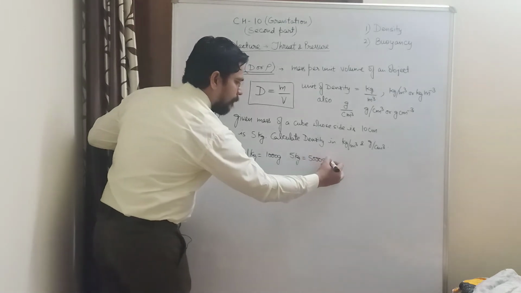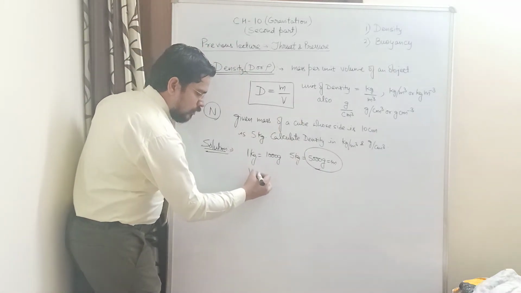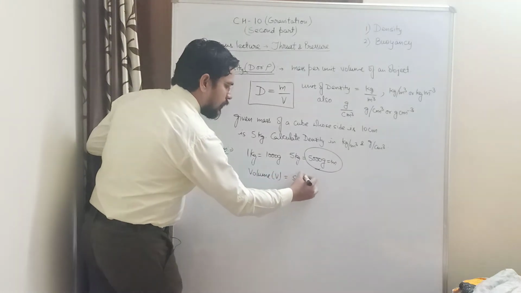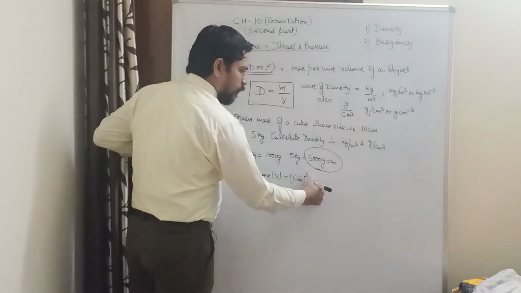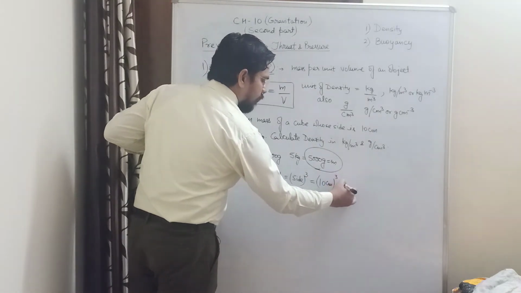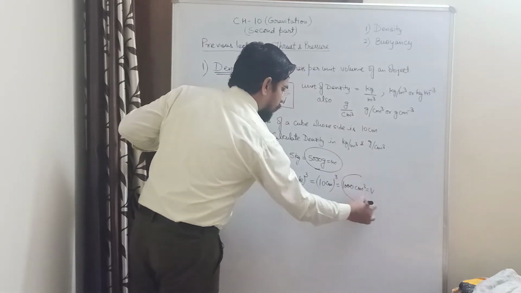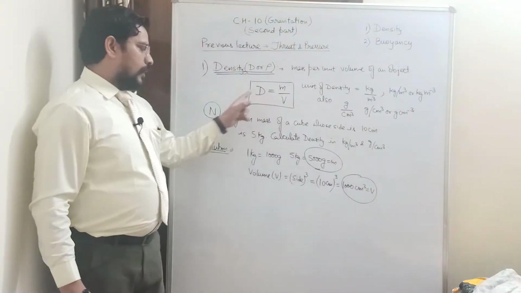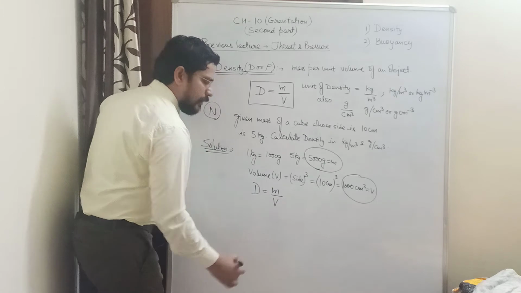So here is your m, which is 5000 gram, and we know that for a cube the formula for volume V is side raised to power 3, side into side into side, or side cube. The side of the cube is given 10 centimeter, so 10 centimeter raised to power 3 will give you 1000 centimeter cube, and that is your V. Now we have m with us, we have V with us, and we can calculate the density D by dividing mass by given volume.